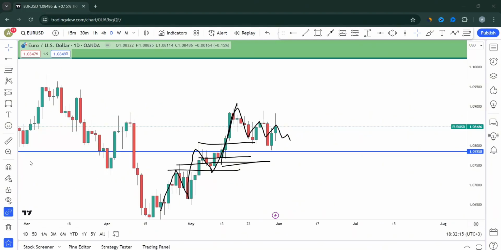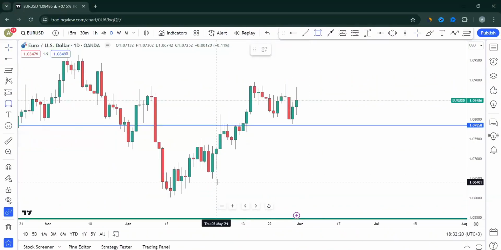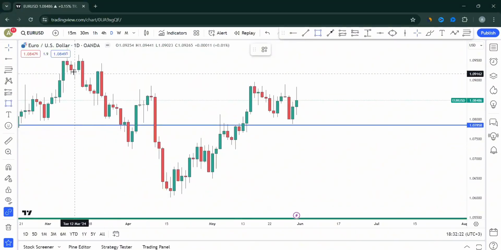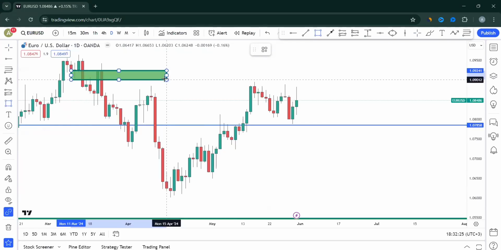So what we're interested in here is, let's just mark our levels. We can clearly observe that when the market was coming down, it made this low for us, right?